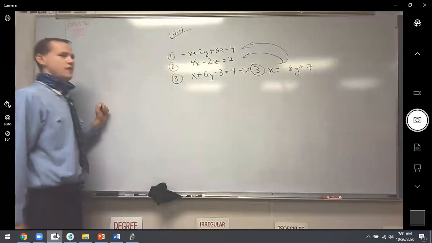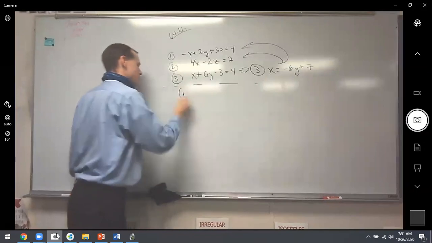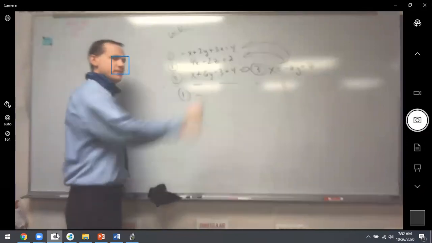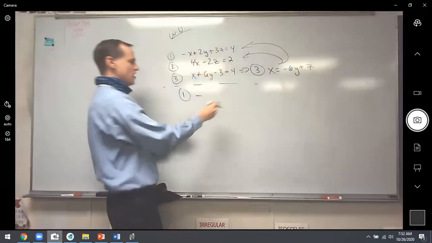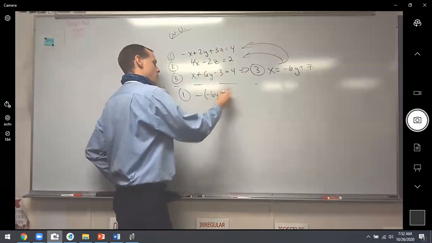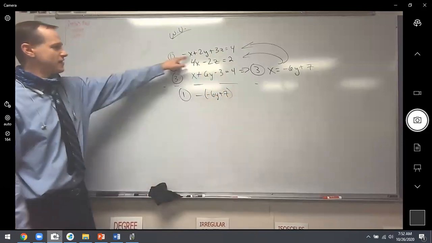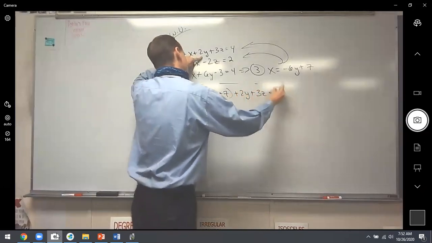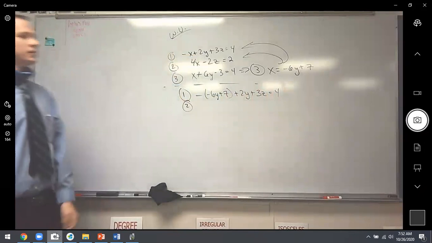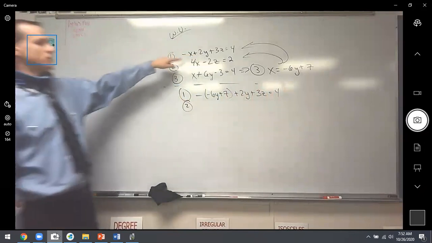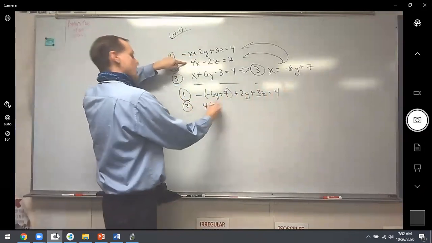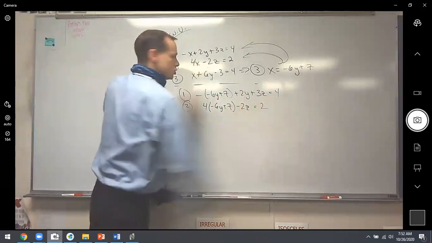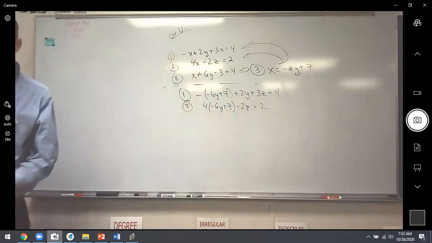So we're going to plug them in and carefully take our time, clean things up, and see where it goes. Equation 1 was negative X. So negative, and X is this whole thing, so I have to put this whole thing in parentheses: negative all of X, negative X, plus 2y, plus 3z equals 4. And similarly, when you substitute it into equation 2, it was 4x. So that's 4 times negative 6y plus 7, and then minus 2z equals 2. So that's what we got so far.